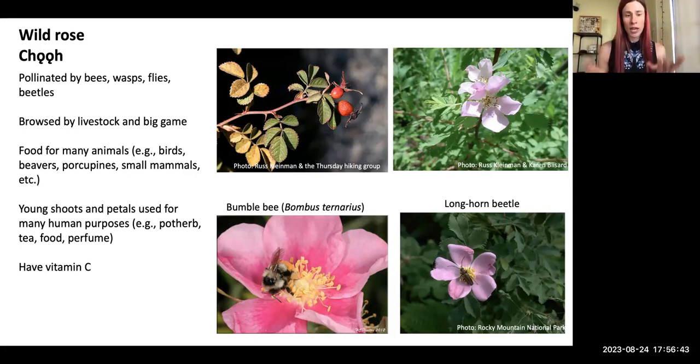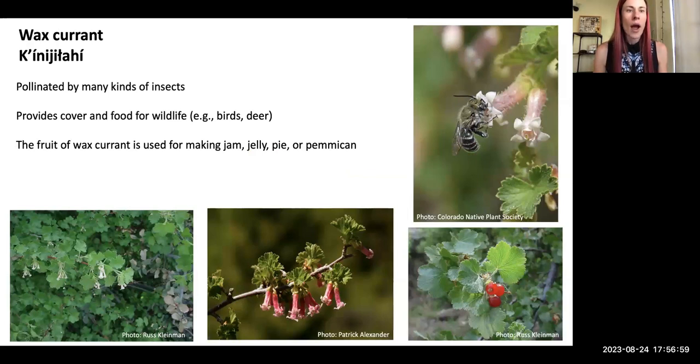And they actually have some human uses too, which was new to me to learn, but I thought that was pretty interesting. So all of the shoots and the petals are used for many human purposes. So pretty neat. And some of these other plants that I'll talk about also have uses as well. So wax currant, this is pollinated by many types of different insects like bees. Here's an image of a native bee pollinating. They provide cover and food for wildlife. The fruit of wax currant is also used for making jam, jelly, pie, and some other tasty treats.